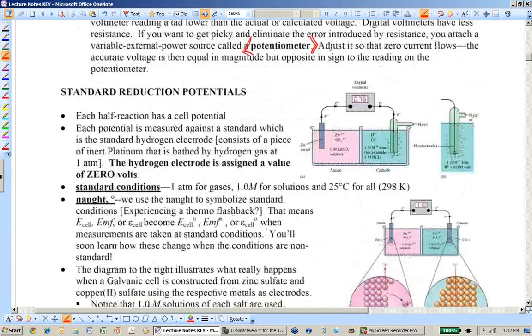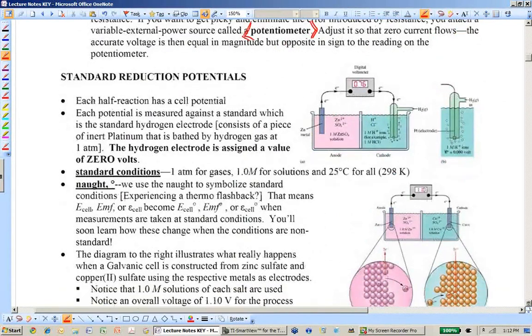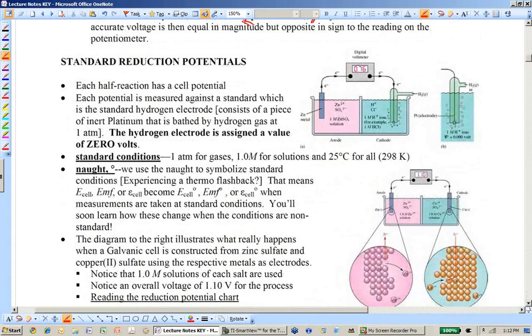Now, standard reduction potentials. You're going to work with these a lot, so pay attention. You're going to be glad you did. Each half reaction has a cell potential. So when I did that permanganate thing and that iron thing earlier in those two half reactions, each one of those I could look up their potential on a table. You need at this point to make sure that you have sitting in front of you the College Board periodic table of the elements. That's the one you have to use on your AP exam, so I want you to become uber familiar with it. And also your standard electrode potentials, and that's also from the College Board.